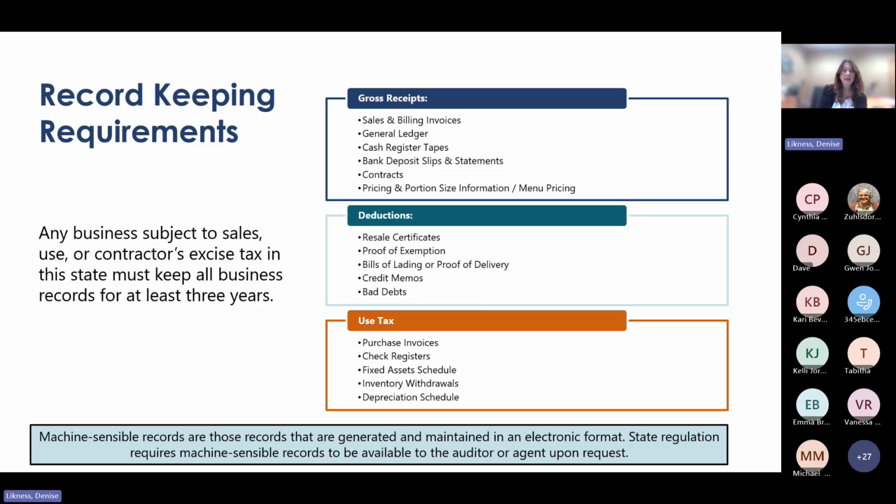I'll explain to you right now what a review is. A review is something that is done by an agent. An audit is something done by an auditor. In a review, we will look at 2 or 3 months of your records just to verify that you are doing things correctly. If you are not, we will get you educated so that you start doing them correctly. A review can be requested, or an agent can request one from you.